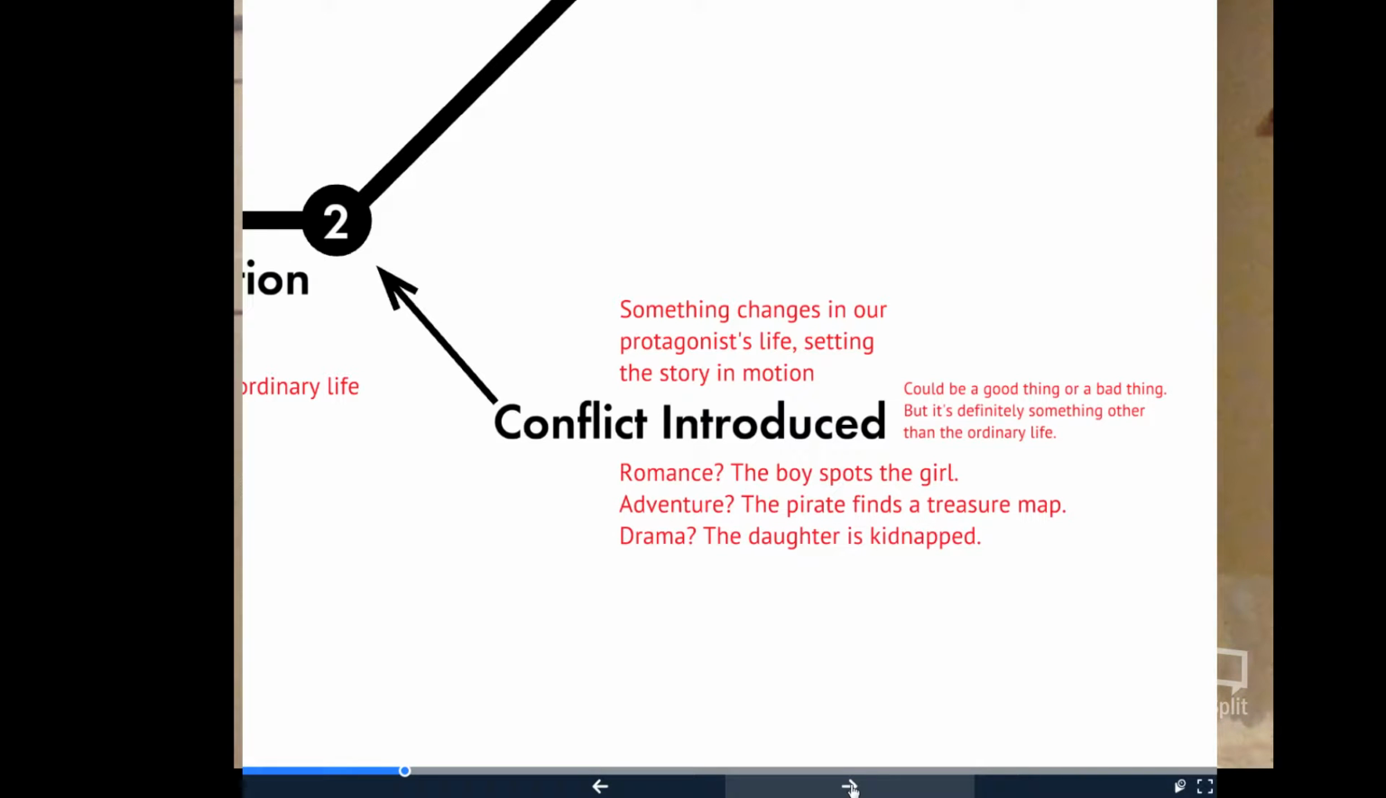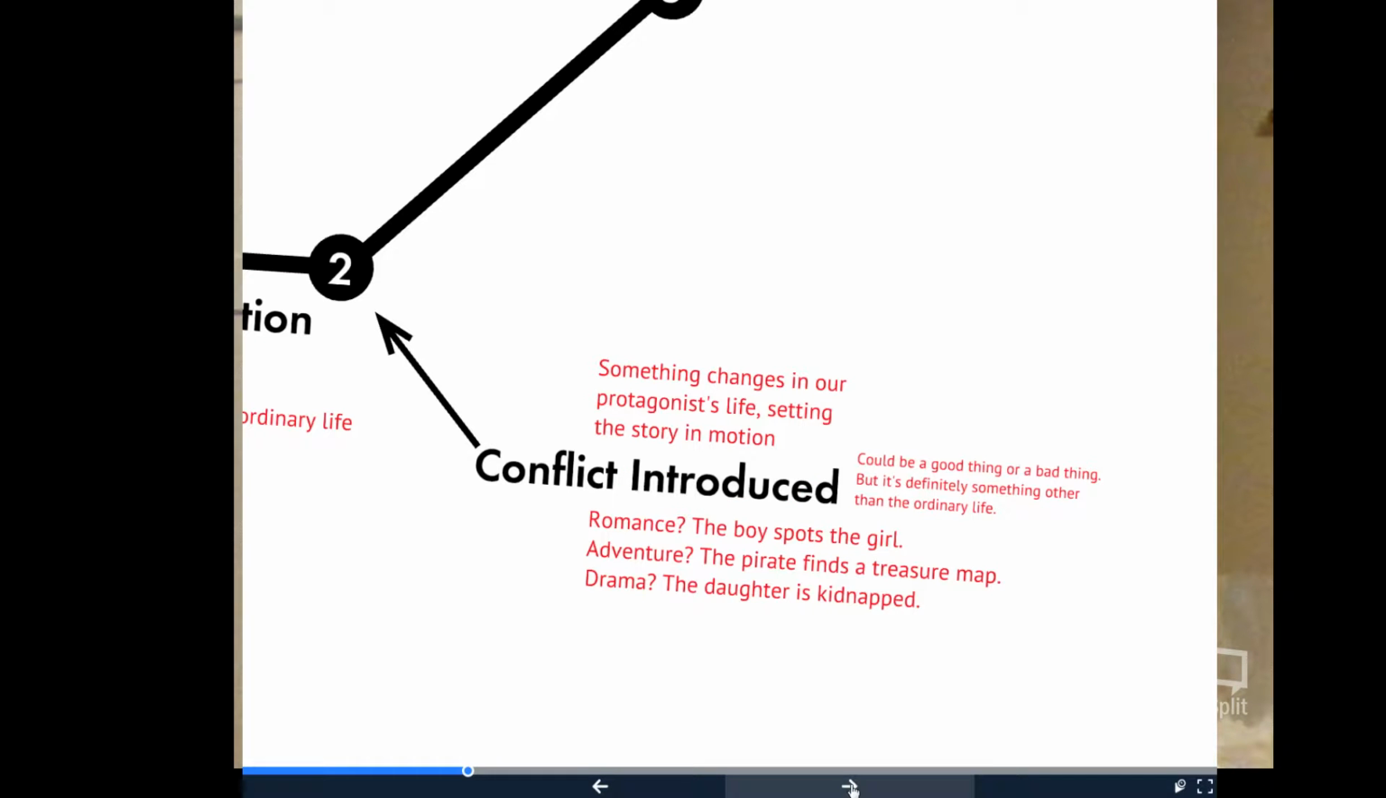It could be romance, adventure, or drama. The boy spots the girl, the pirate finds a treasure map, or the daughter is kidnapped. It's something that's changing. It's out of the ordinary. It's this catalyst. It's this huge boomerang thing that's going to launch this protagonist, this character, into effect. Or maybe this is even when the antagonist or the bad guy is introduced, or does something that makes the protagonist really mad.